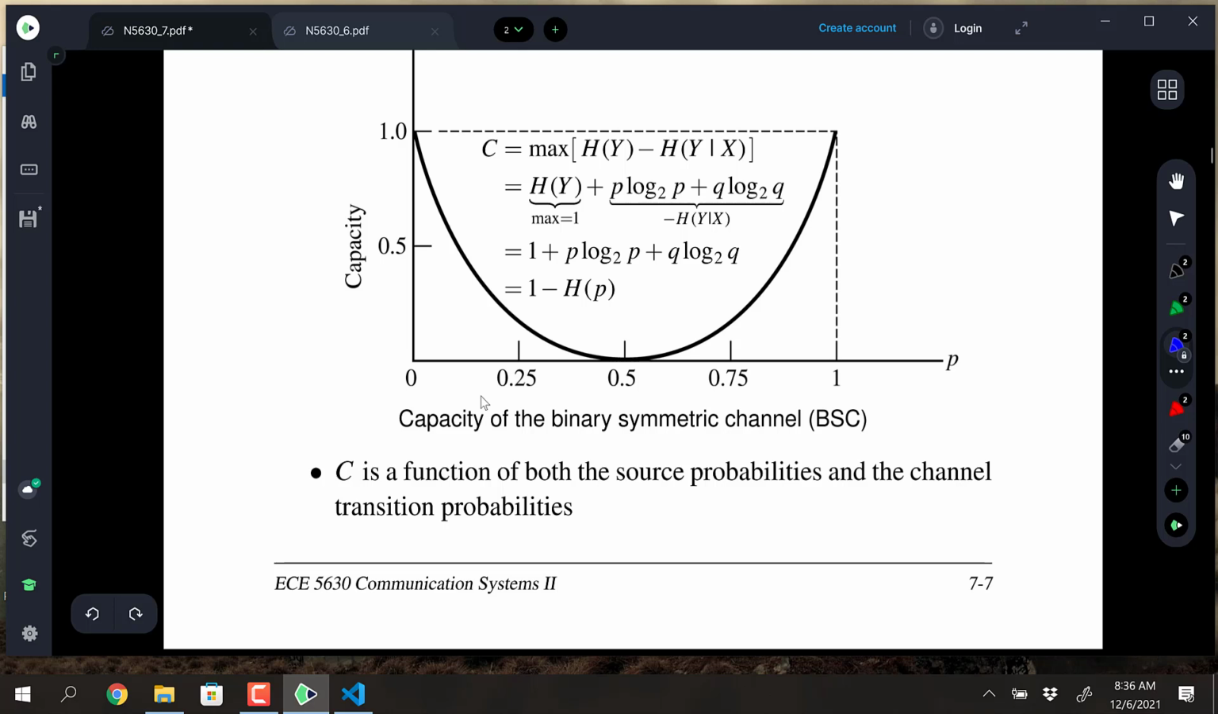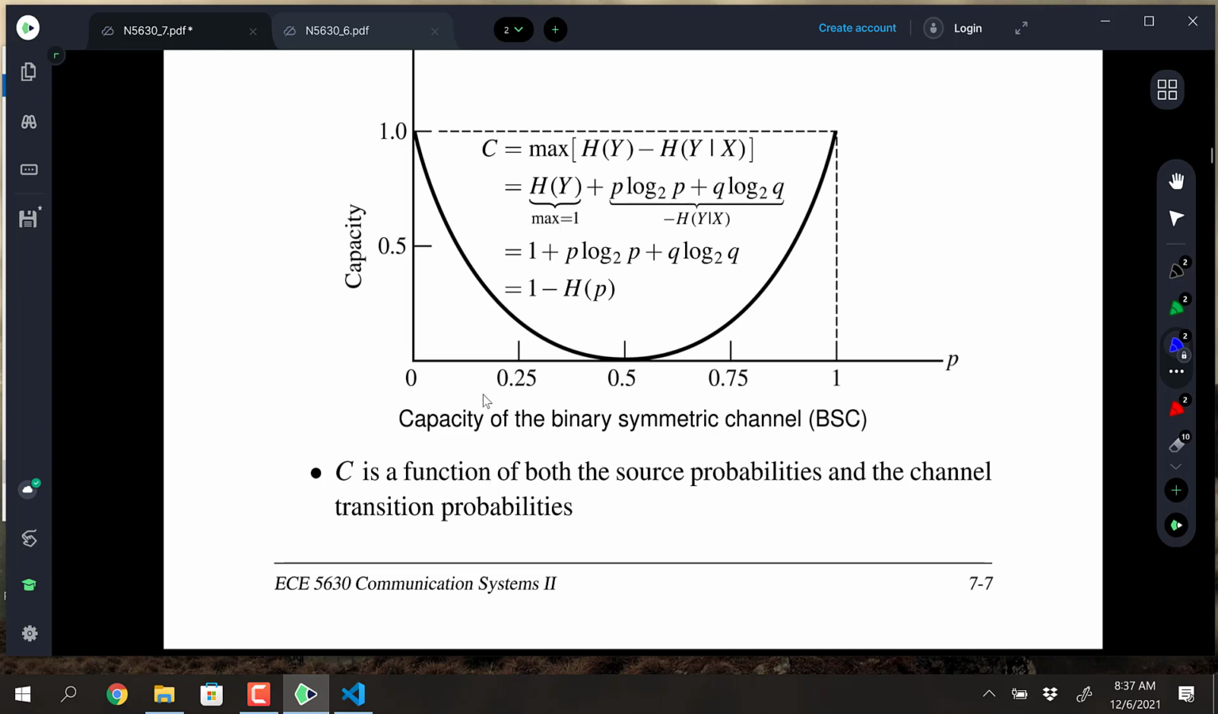So, which says our capacity is at its smallest, essentially 0, when we have p being 0.5. So it serves as a combination of source probabilities and channel transition probabilities. So, yeah, p is not alpha, never mind. p is the transition probability through the channel.